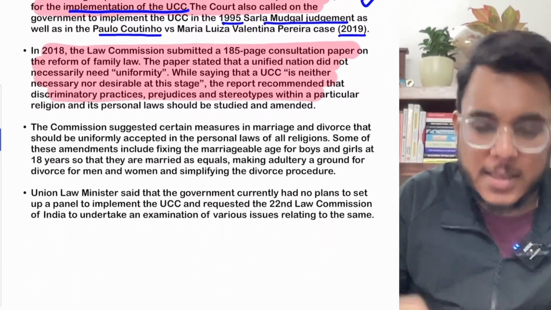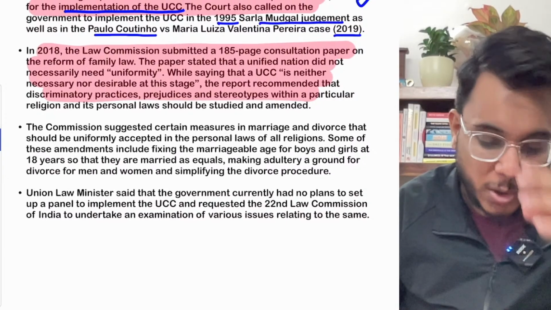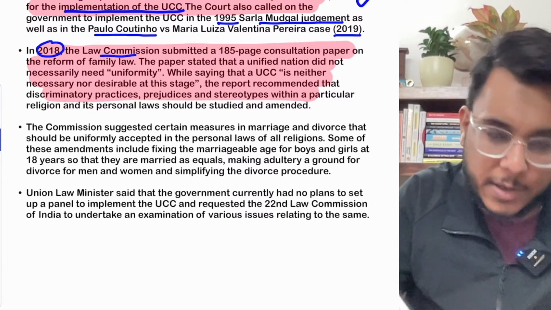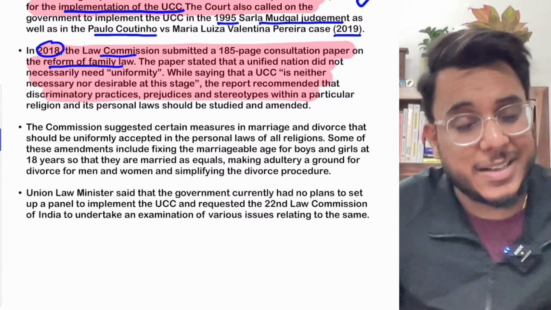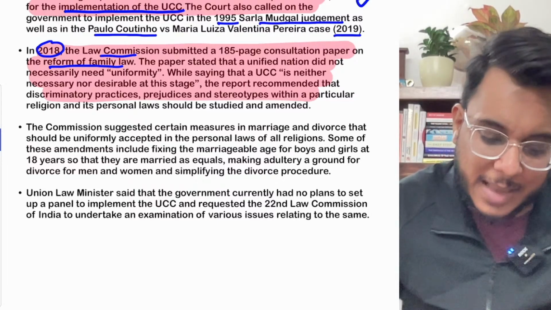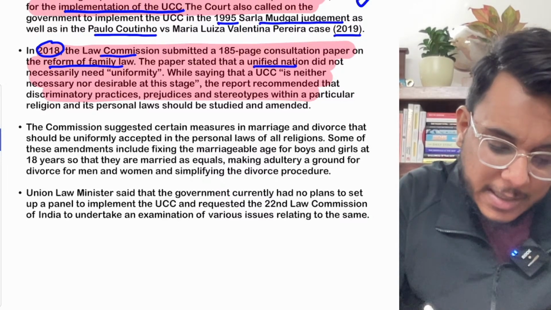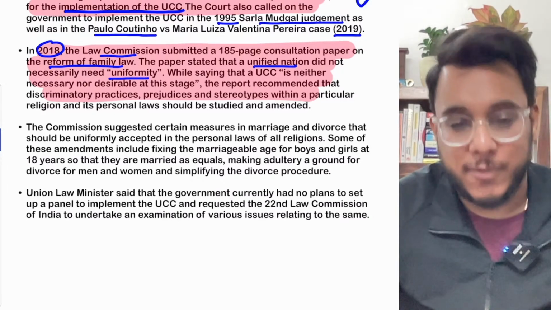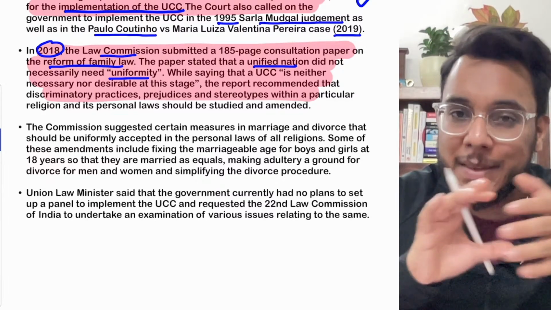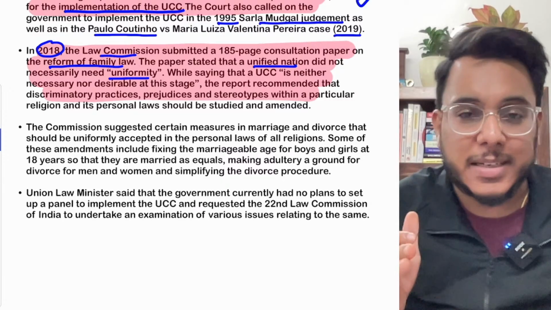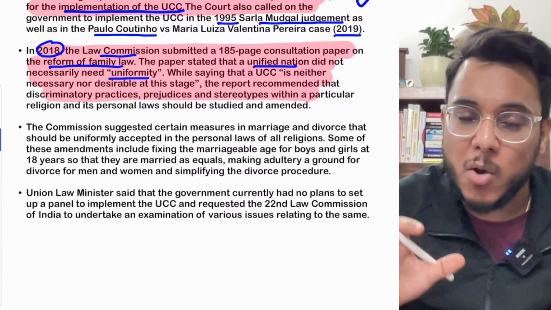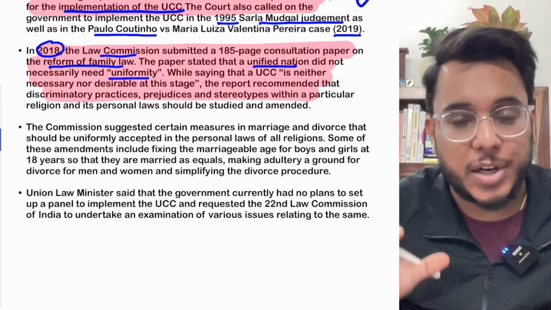Now in this direction, there is one Law Commission report also. In 2018, the Law Commission gave its report to reform the family law, and it gave a very balanced viewpoint. The Law Commission provided that a unified nation doesn't necessarily need uniformity. Now you see this particular thing, in India we always say that diversity is the strength of India, and if we remove that diversity, it will be called the homogenization of the country that is going on.